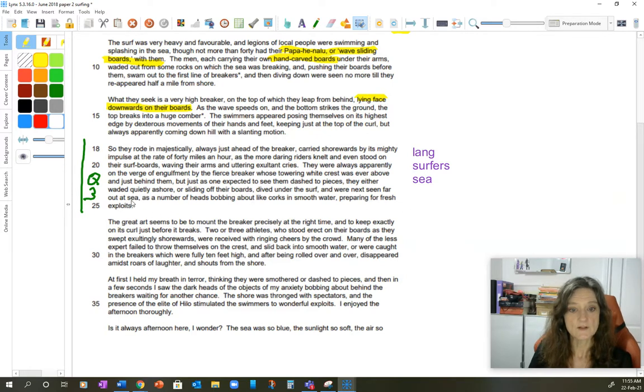And they were seen far out at sea as a number of heads bobbing about like corks, in smooth water, preparing for fresh exploits.